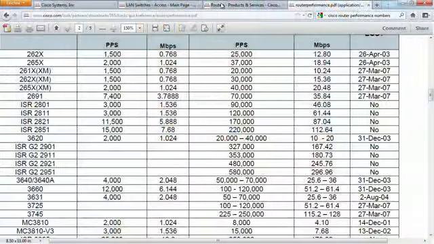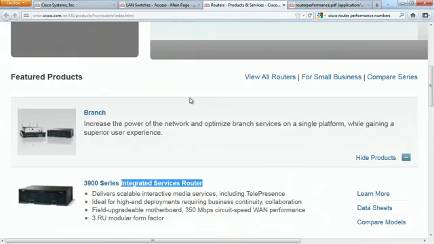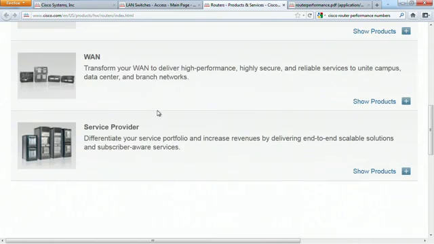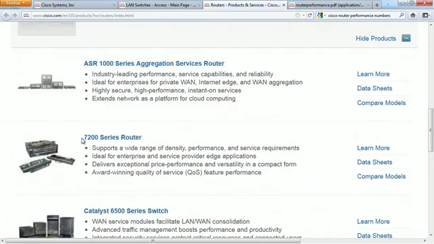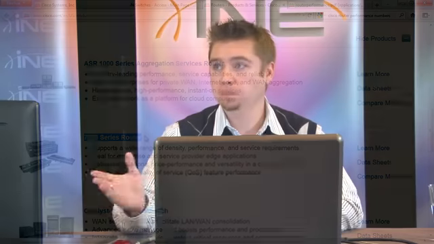So when we get up to the mid-range ones, which again we have the branch routers, that's going to be the low end. The WAN or the enterprise edge, this is where the 7200 router sits, where it's kind of comparable to the Catalyst 6500. This is the one that's been around for years and years.